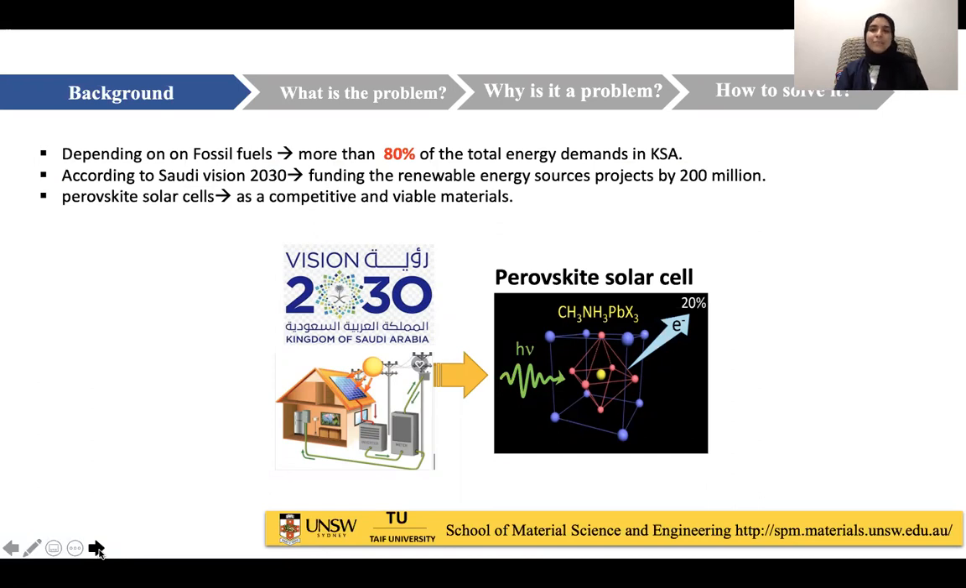As we know, fossil fuels are currently used to produce most of the total energy demands in Saudi Arabia. However, according to Saudi Vision 2030, there has been an increasing interest in reducing Saudi Arabia's dependence on oil. As mentioned in the literature review, solar cells based on organic and inorganic halide perovskite materials have recently shown rapidly rising power conversion efficiencies with low manufacturing cost.